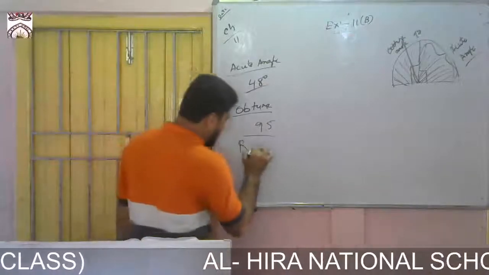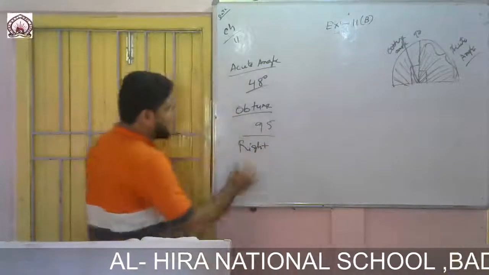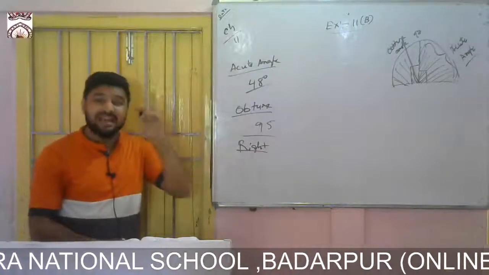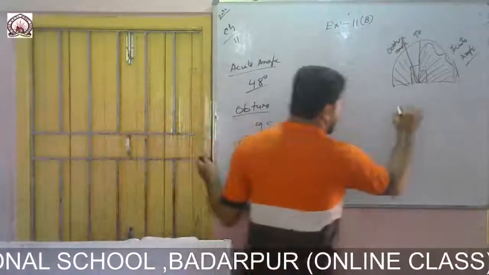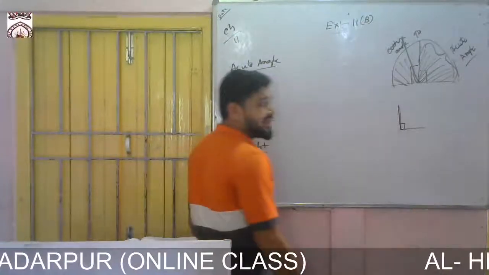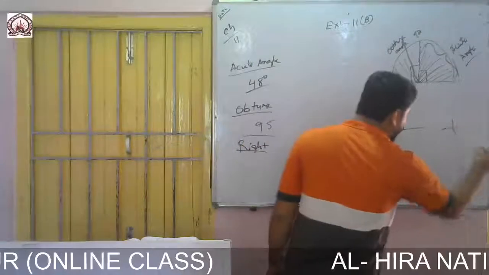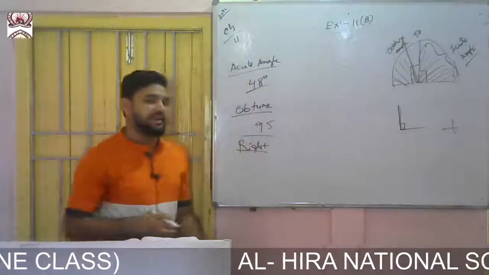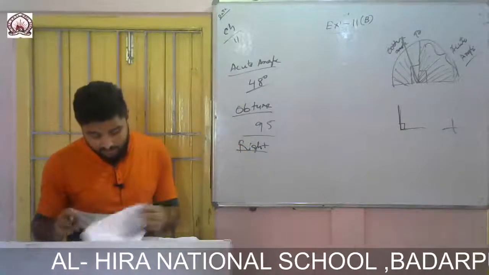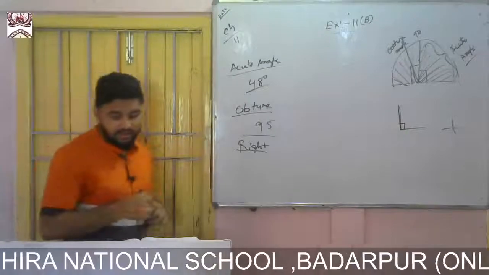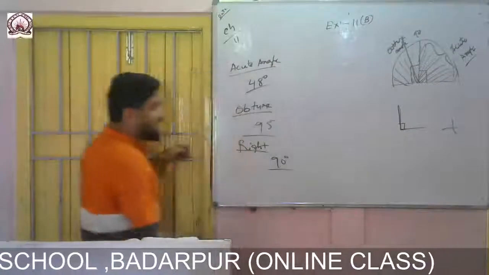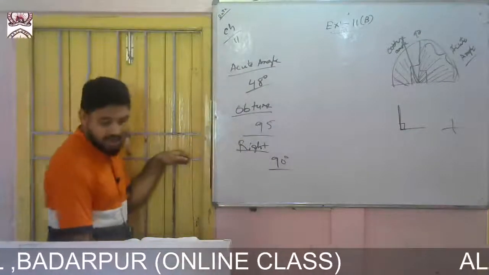Now what is right angle? A right angle means the angle whose measure is exactly 90 degree. Suppose if I draw this angle, it is 90 degree because the measure is exactly 90 degree. And remember, whenever two lines are perpendicular to each other, they form 90 degree. The angle whose measure is exactly 90 degree is a right angle.